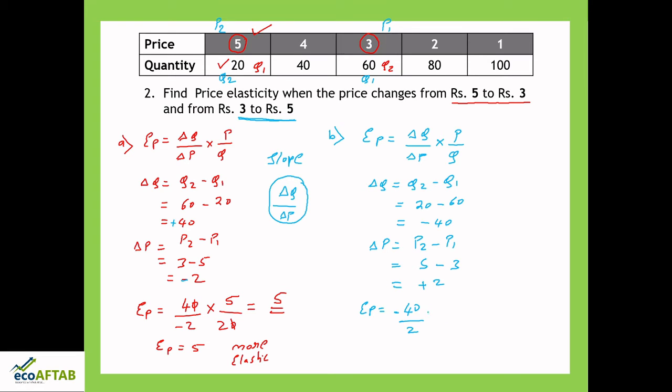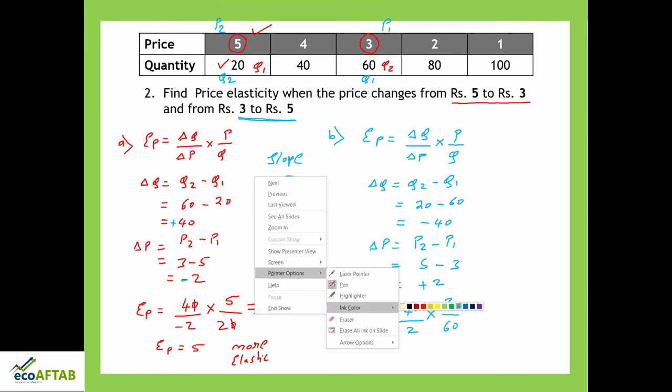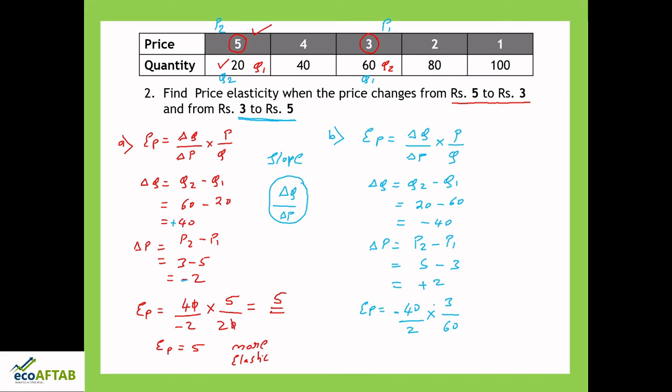Now, what will happen when we speak about the price and quantity ratio? P by Q. Now, the P is 3 and Q is 60. So, you can see one very important thing, when I was speaking about the earlier thing, here it was 5 by 20, now here it is 3 by 60. So, the ratio of price and quantity is not the same, and because of that, the value of elasticity will also be different.